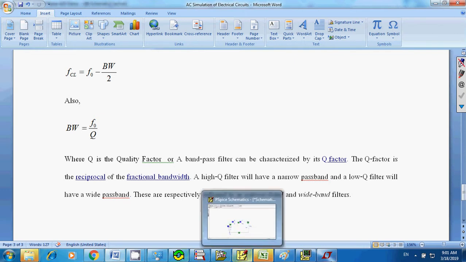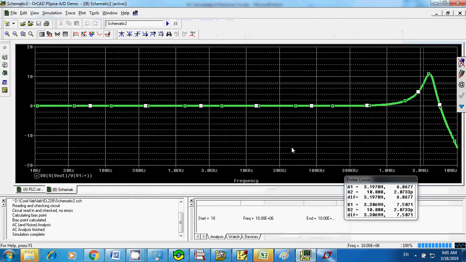Okay, that's pretty much our PSPICE simulation. As you can see, this is the bandwidth, and this is the frequency response. So it's very simple.